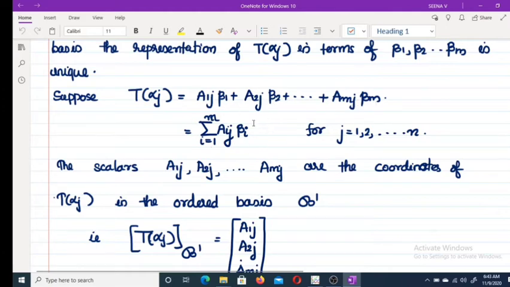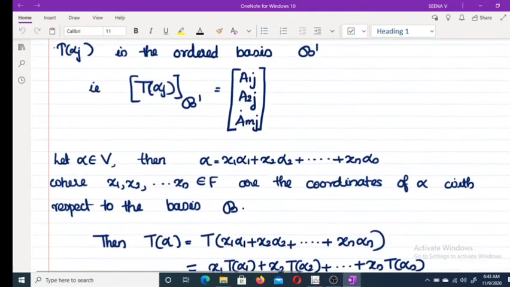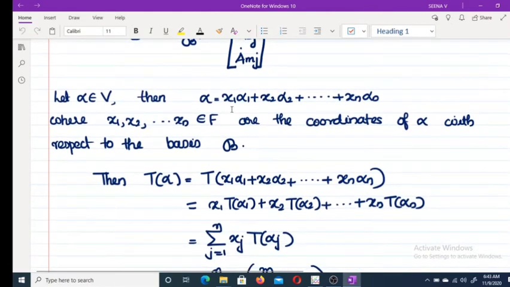And you can write like this. The scalars A1j, A2j, etc., Amj are the coordinates of T alpha j in the ordered basis B dash. Now, this is the matrix of T alpha j corresponding to the basis B dash. Now, if you take any alpha belonging to V, as alpha 1, alpha 2, etc., alpha n is an ordered basis for V, there is a unique representation for alpha. Now, the matrix of alpha related to the basis B is the matrix x1, x2, etc., xn.